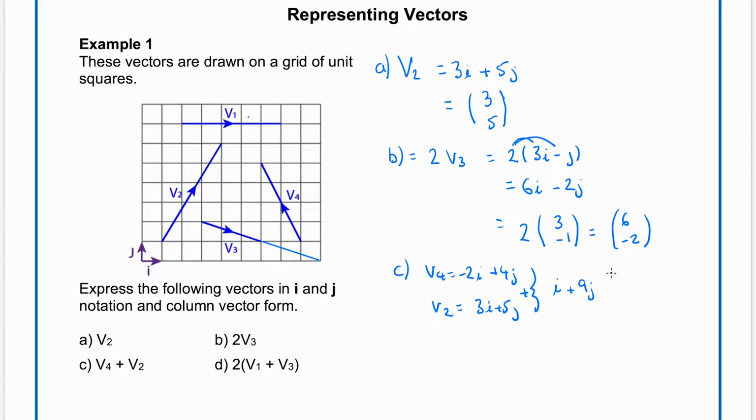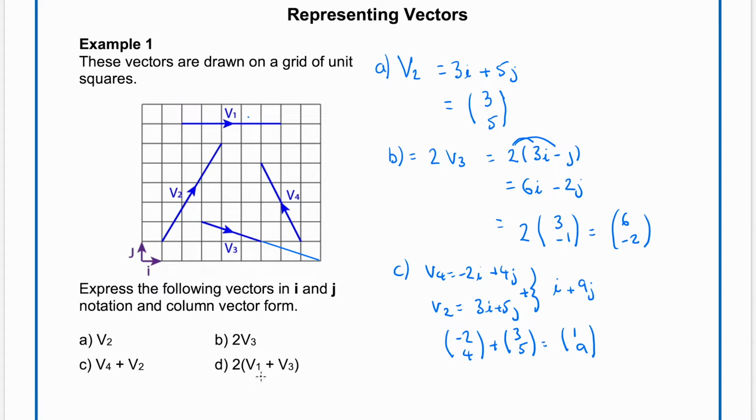In column vector form, we could write negative 2 and 4, followed by 3 and 5. So now we'll add together the negative 2 and the 3, which will be 1, and the 4 and the 5 will give us 9. So again, exactly the same thing.